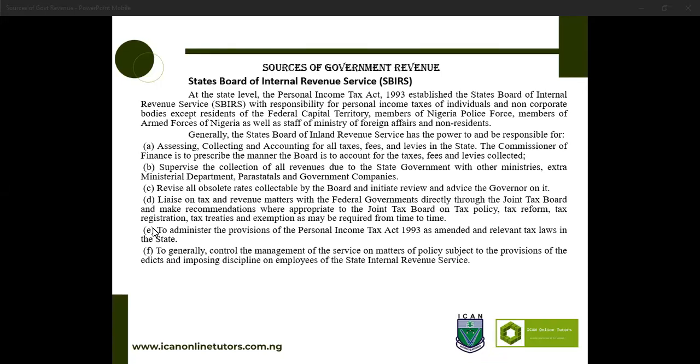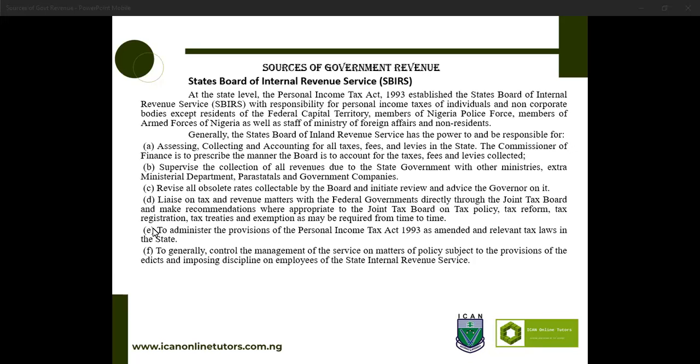So all the tax collection, be it from the armed forces, the members of the Nigerian Police Force, as well as staff of the Ministry of Foreign Affairs and non-residents, will be excluded from the State Board of Internal Revenue Services. Knowing that all these federal workers are deployed to all the states in the federation, their revenue will be collected at the federal level, by the representatives of FIRS within the state. So this will be excluded from the State Board of Internal Revenue Services.